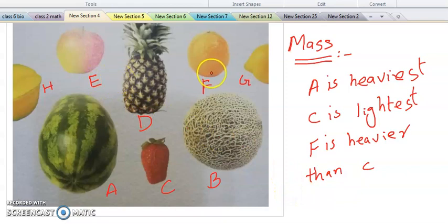But if we compare E and F, what do you think? Which is heavier, E or F? Got confused? Yes, of course. If we look at E and F, their size is having a very little difference. Then how do we compare that? Which object is heavier than the other object? For that, we use the concept of mass.